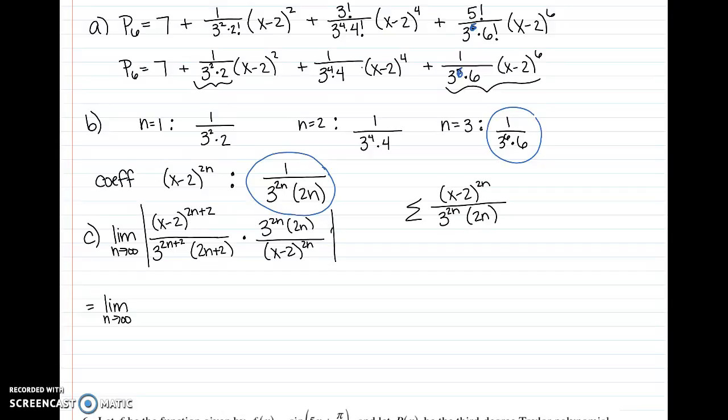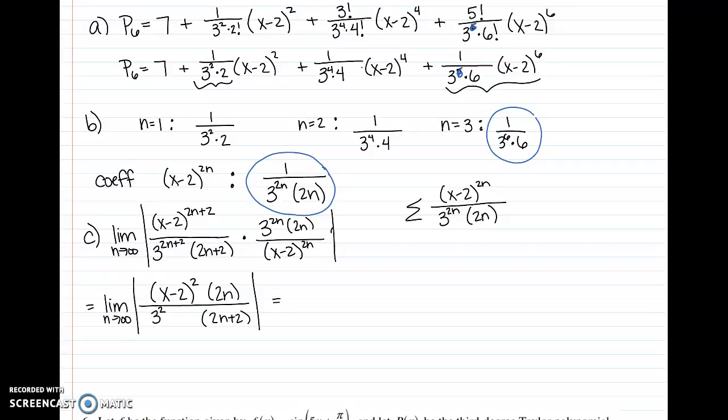So if we look at just what our 3's do, we got 3 to the 2n on top, 3 to the 2n plus 2 on the bottom, that becomes 3 squared on the bottom, okay? And then if we look at our x's, we have x minus 2 to the 2n plus 2 on top and x minus 2 to the 2n on bottom, that becomes x minus 2 squared on top. And then we still have on top a 2n and still a 2n plus 2.